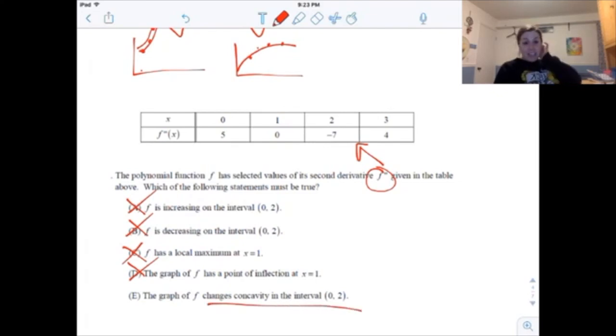It changes concavity somewhere in the interval from 0 to 2. If I know it's a polynomial, I know it's continuous, I know it's differentiable. So if I see that this goes from a positive second derivative to a negative second derivative, it has to change signs at some point, which means the second derivative does, which means the function has to change concavity. So I don't know that it happens at 1. It could just be tangent there, but it has to happen at some point. So it has to be E.